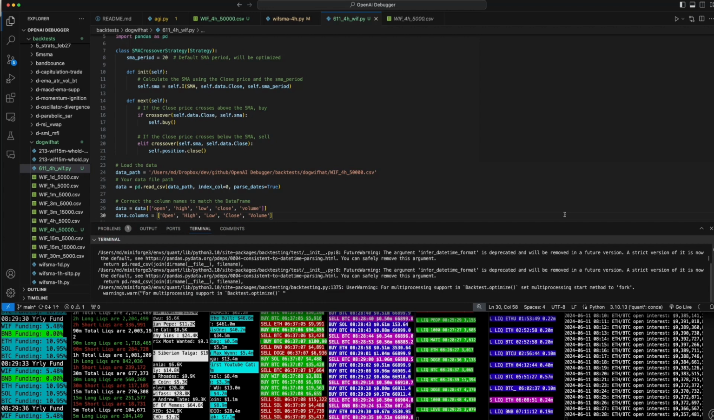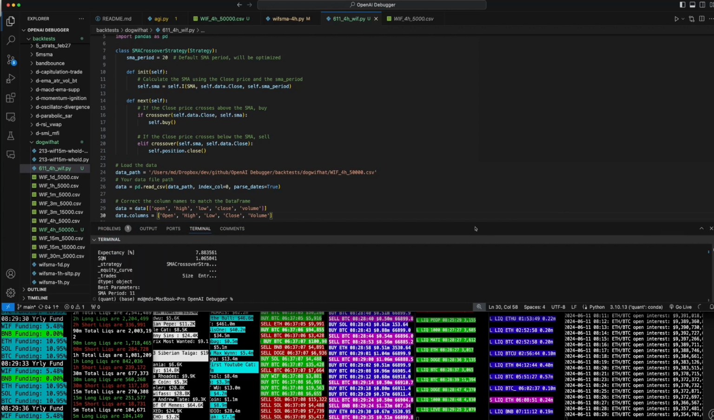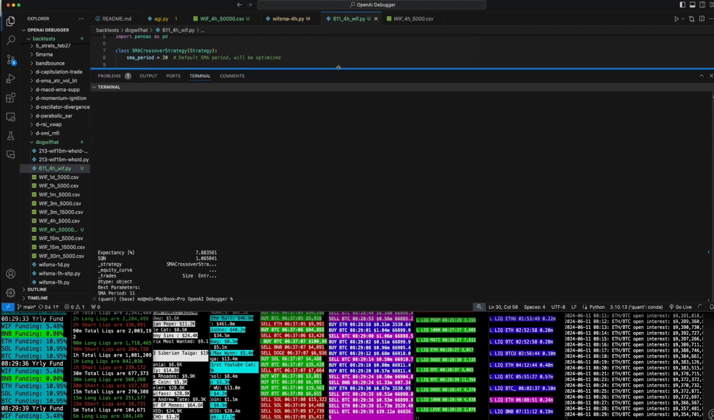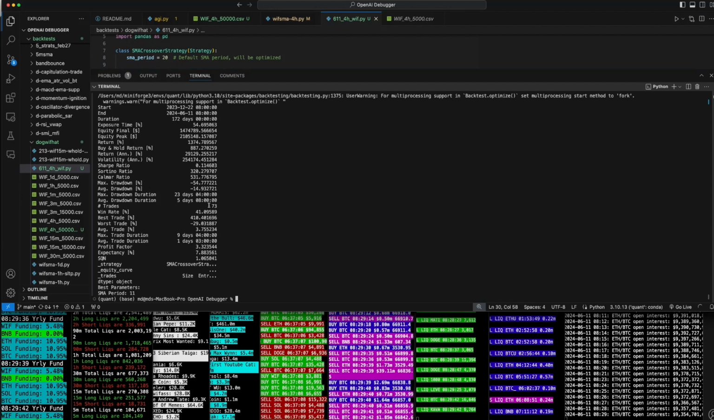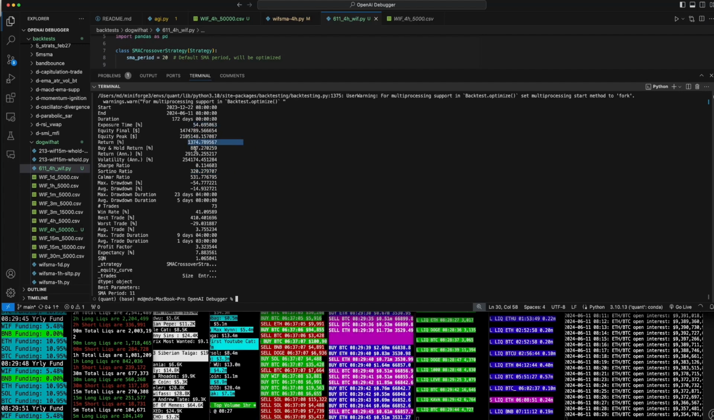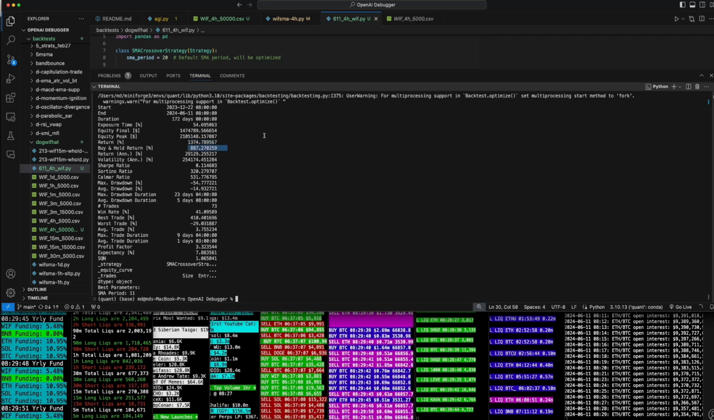Let's run it. See if this got better or worse. The expectancy went down tremendously. There's 73 trades now. The Sortino is 320, which is nuts. Exposure time is only half. Return is 1,300%, while the buy and hold is 887, cousin.